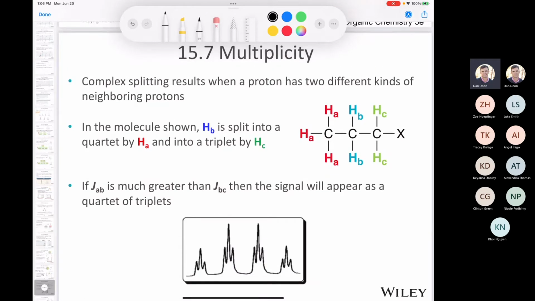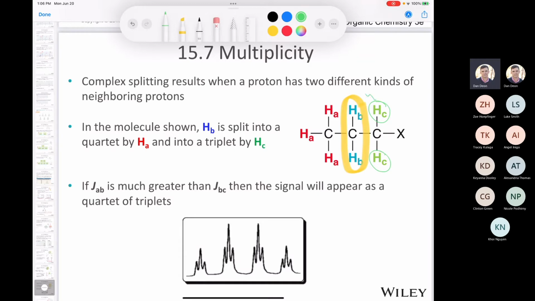I'm not going to spend a lot of time on this, and the reason why is because we don't quiz our students on it in detail in this class, and I want to get to a practice problem with you. But complex splitting just results when you have a proton that's split by two different kinds of protons. Let's say we're talking about HB, okay? Both of these protons, what are they split by? They're split by HC. So there's two protons that are HC protons. 2 plus 1 gives you a triplet.